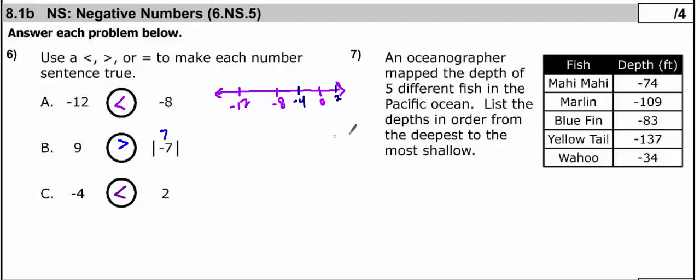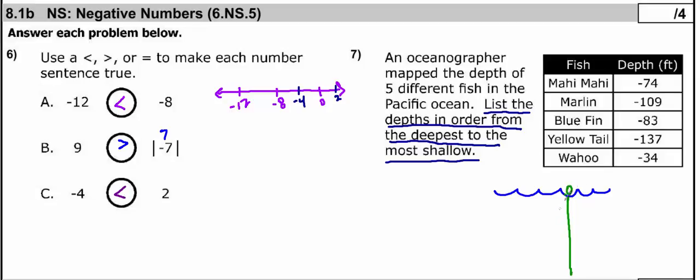Number 7. They want you to list the depths in order from deepest to most shallow. Well, the biggest negative number is the deepest. This is going down below the water. Here's the water, and you're going down in the ocean. This would be 0 right here. This would be sea level. The deepest one of these would be the negative 137. The shallowest, the one closest to the surface, would be the negative 34.